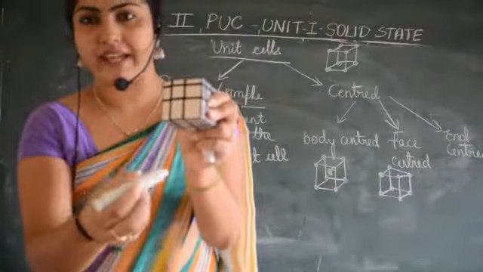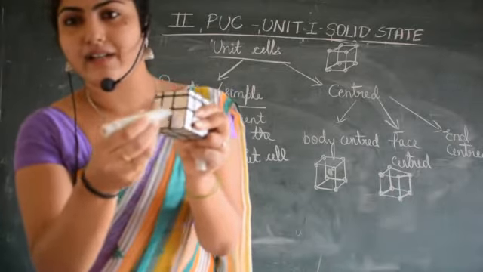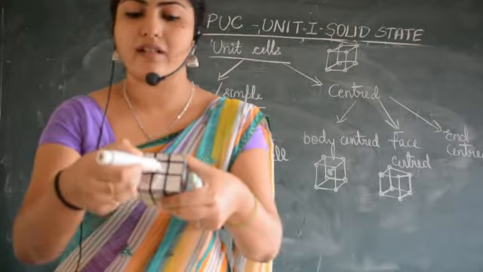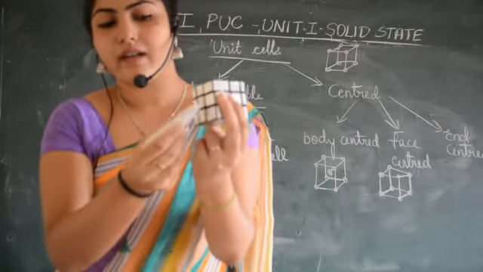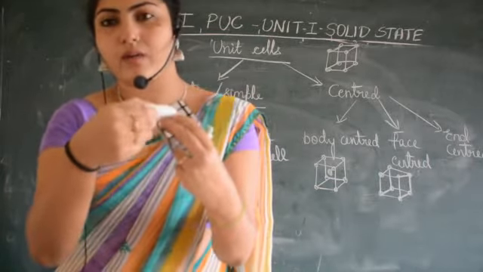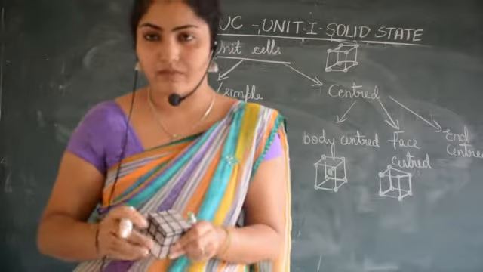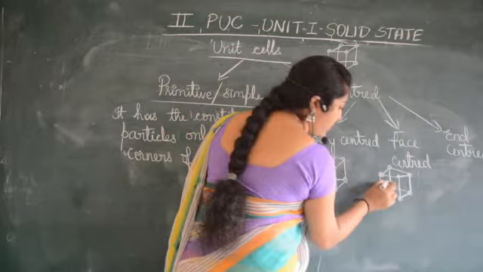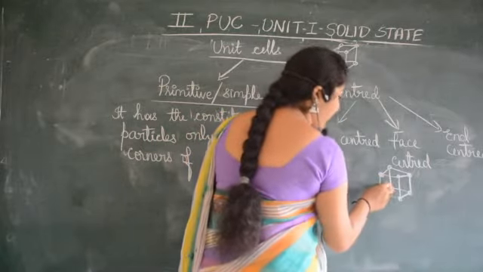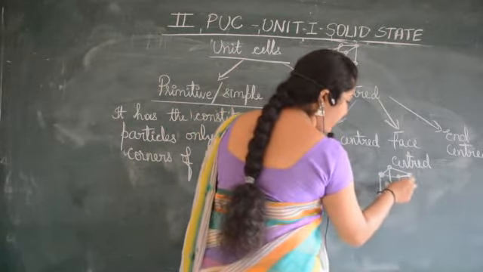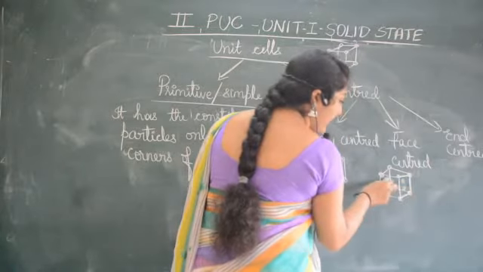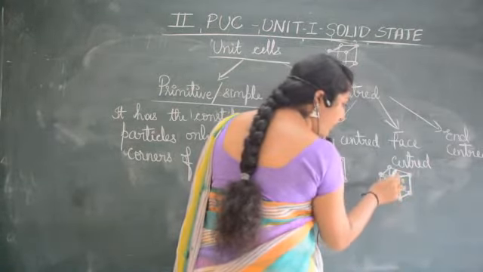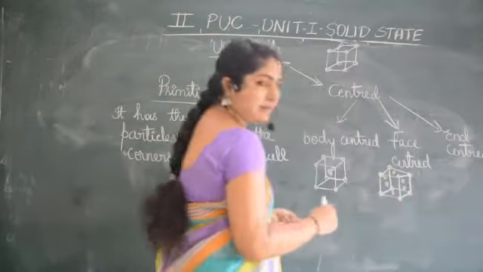if this is one face, here at the center one atom. Here if this is another face, at the center one atom. Here one atom. Here one atom. Like that 6 atoms will be present extra. So this is one face, no? One atom. Back face, one more. Right face, one more. Left face, one more. Up one and down one. How many? 1, 2, 3, 4, 5, 6.